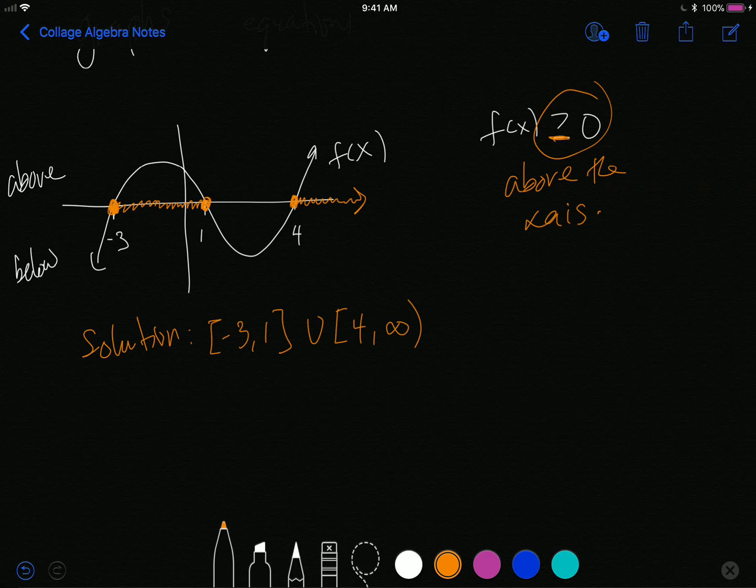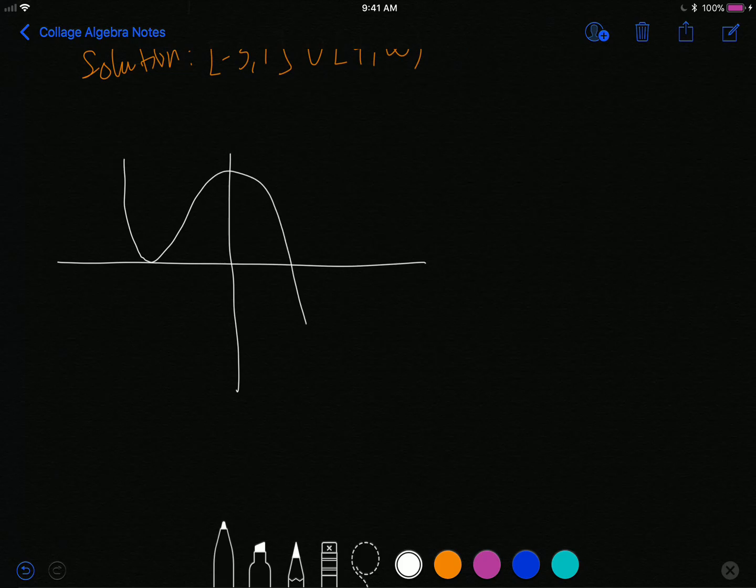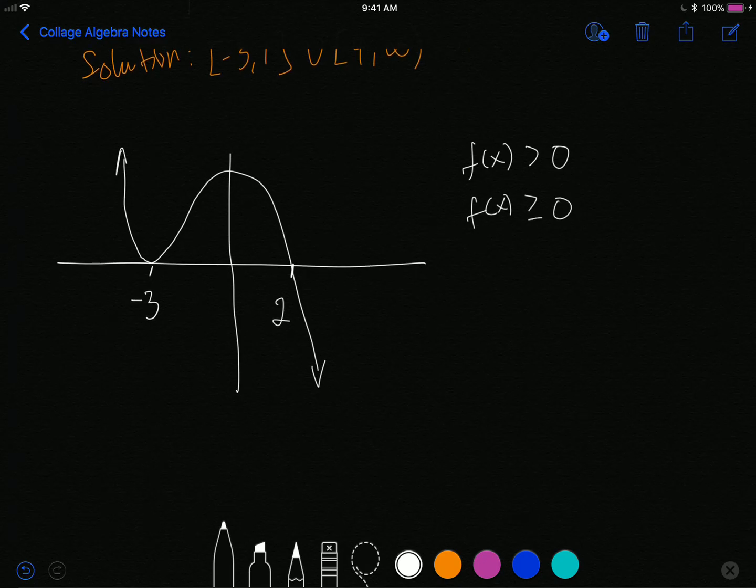Next, we have an example that looks like this. And then the graph of my function looks like this. It just touches, and then it comes back down. This graph only has two x-intercepts. One is at -3, and the other one is at 2. And I have two questions for you. When is f of x greater than 0? And when is f of x greater than or equal to 0?